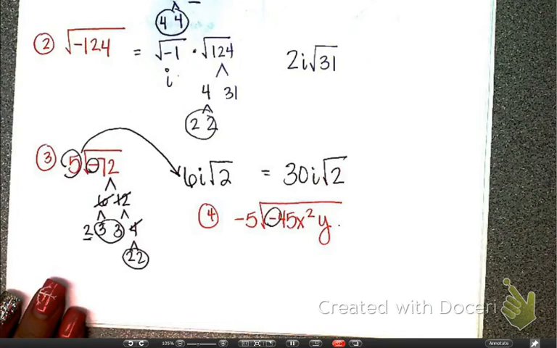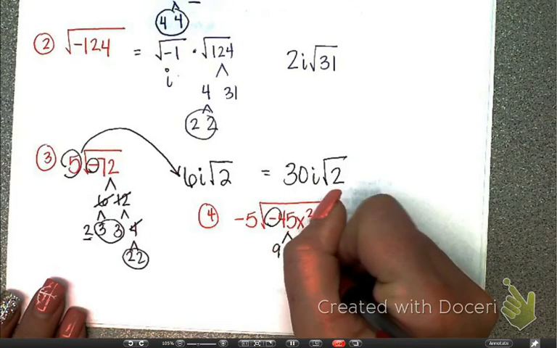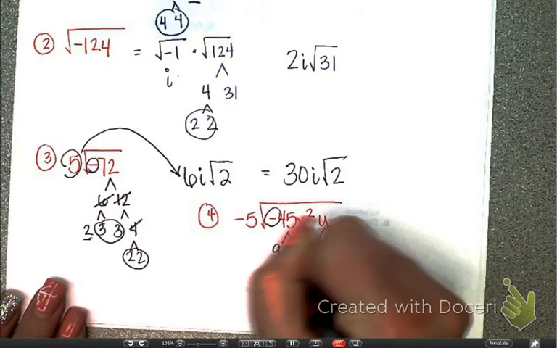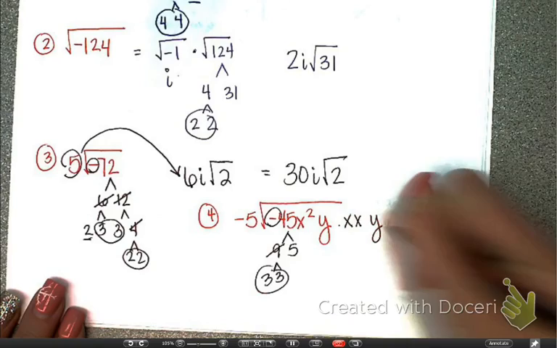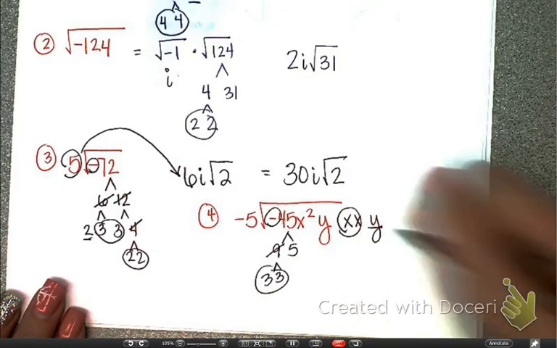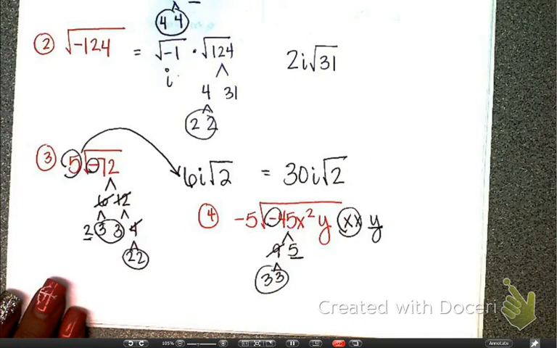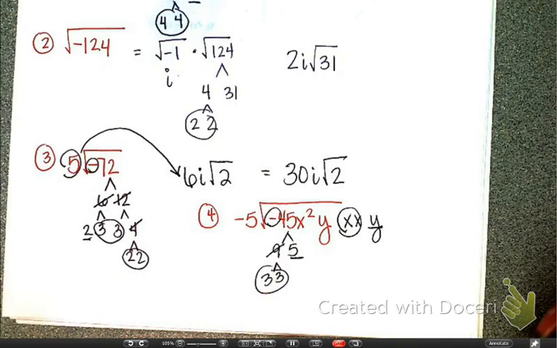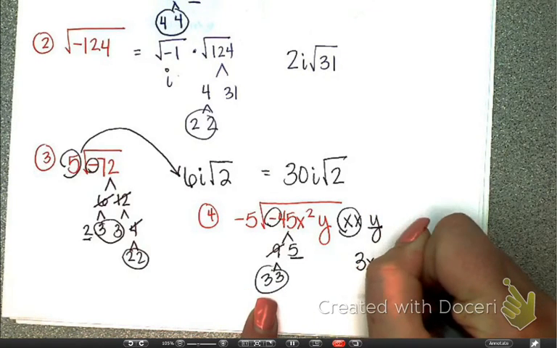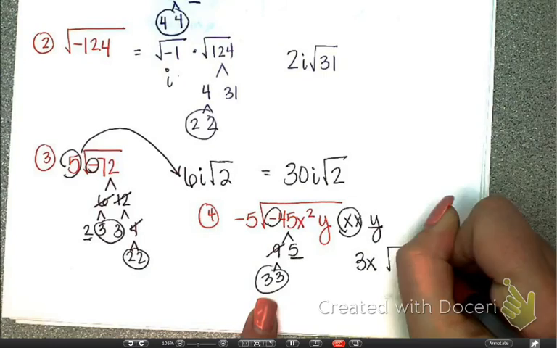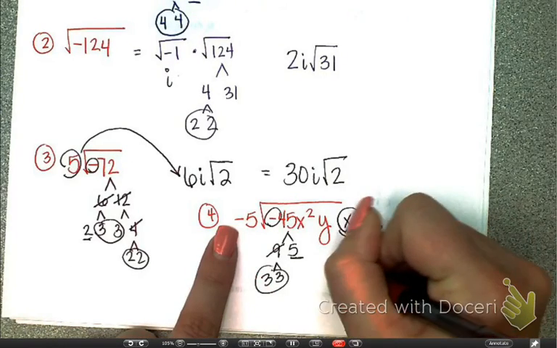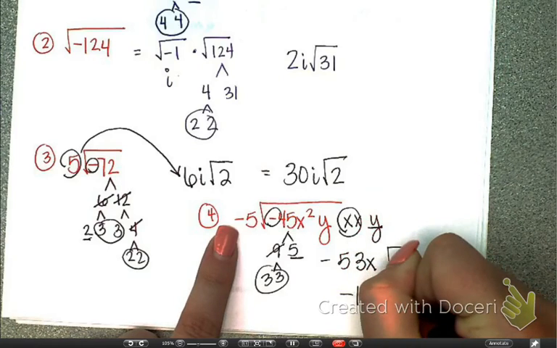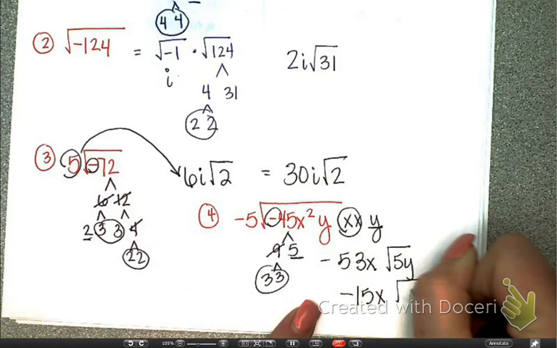I have a negative, which I know is going to be an I. I break down the 45 to 9 and 5, and then 3 and 3. So I have a pair of 3's. I have 2 X's and a Y. So I have a pair of X's and a leftover Y. I also have a leftover 5. Right? So 3X square root of 5Y. I also have this -5 to deal with. So -15X square root of 5Y.